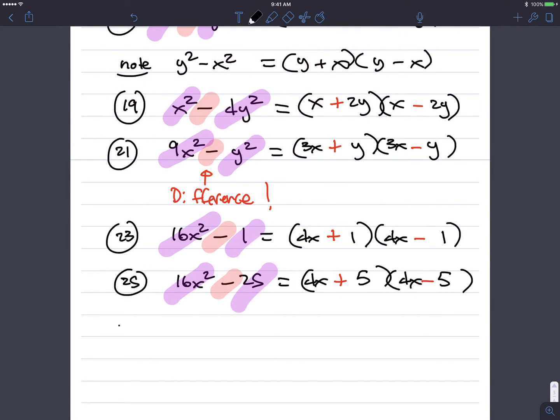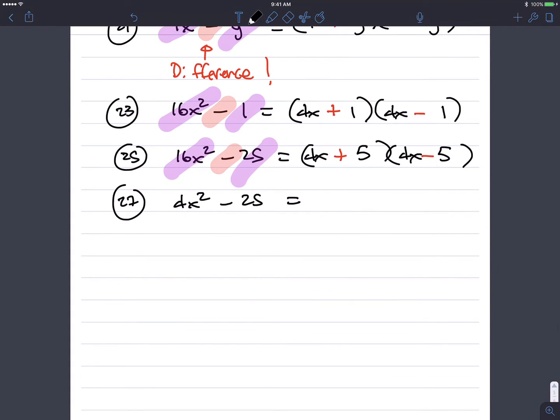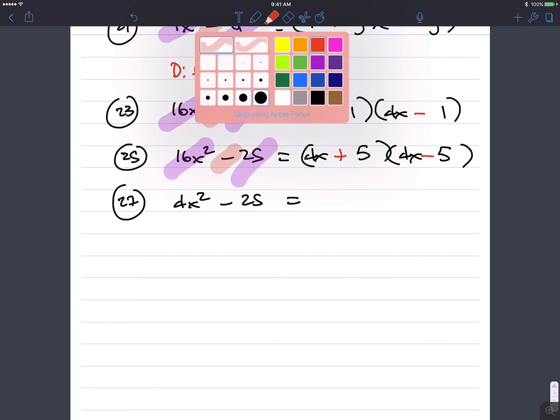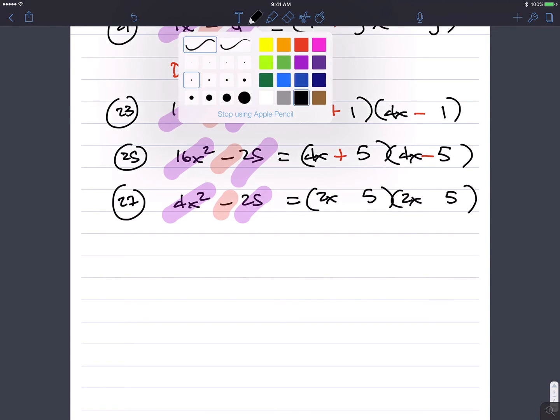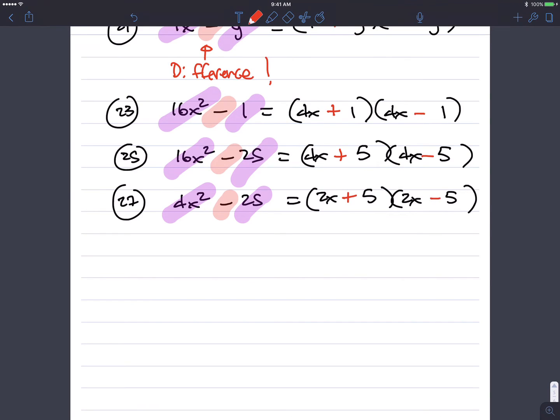Okay, let's try 27. 27 is 4x squared minus 25. Do we have a difference? Is 4x squared a perfect square? Yes. Is 25 a perfect square? Yes. Okay. What are the bases? 2x, okay, and 5. Good. Nice.